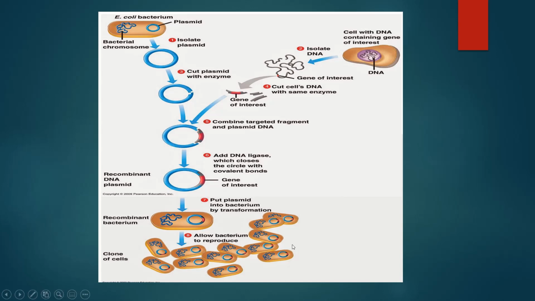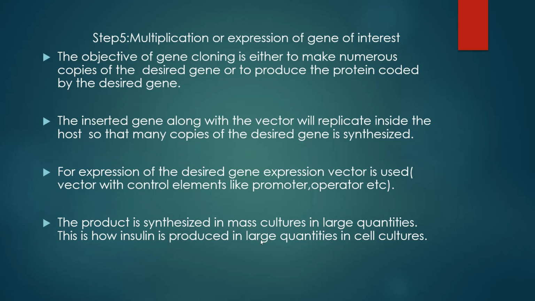Then these bacteria containing recombinant DNA are allowed to reproduce by binary fission. These bacteria produce a number of clones, that means a clone of cells. So all these bacteria contain a recombinant DNA molecule. In this way, we can obtain a clone of cells. That means along with cells, we can also obtain a clone of the insulin gene. Then the fifth step is the multiplication or expression of the gene of interest.